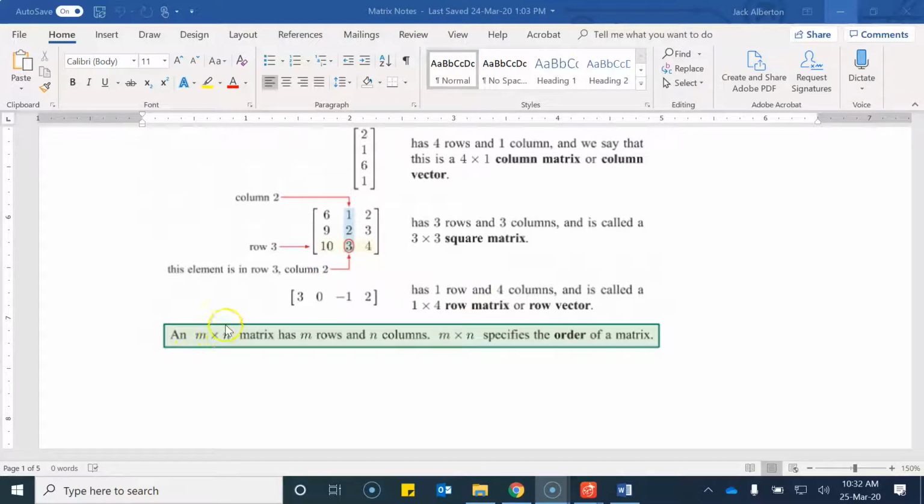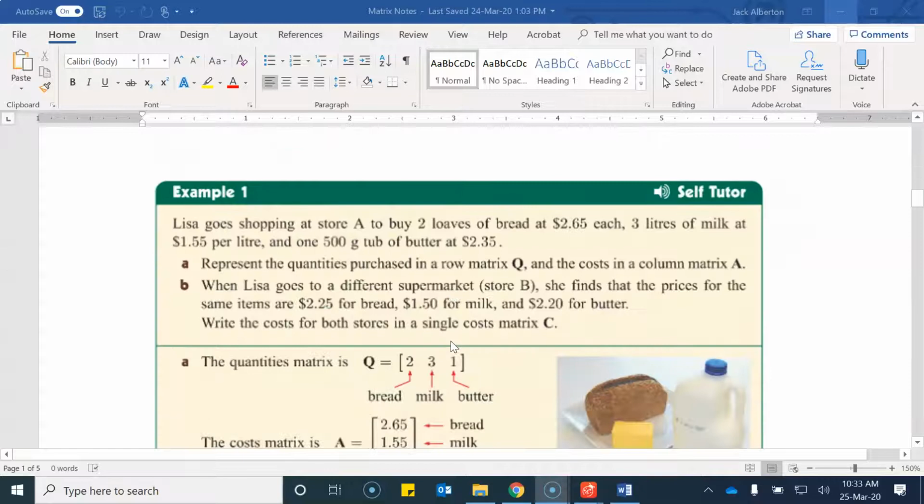If we see the terminology m times n used, that's just a more general way of saying how big a matrix is. So m times n specifies the order of the matrix. We could say it's a 3 by 2 matrix, it's got 3 rows, 2 columns. Or it's a 2 by 2 matrix, it's got 2 rows, 2 columns. So that's just a general way of describing a matrix size.